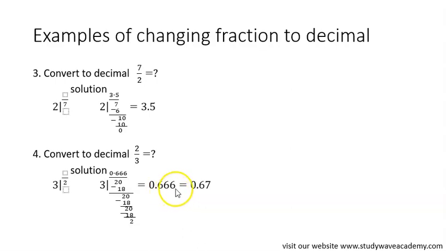We have 0.666. We can leave it like this or we approximate, okay? If the number at the end, which is this 6, is up to 5, you can approximate it to the next number. But if it's below 5, you cannot approximate. So since it's more than 5, we have 6, we can still approximate by adding to the next number. Okay, so our answer will be 0.67.